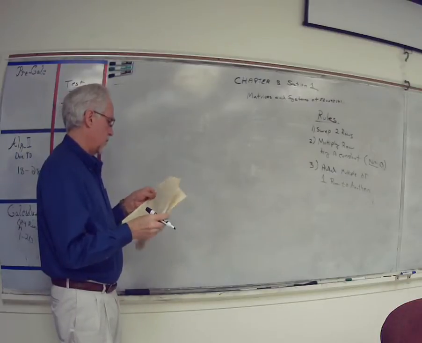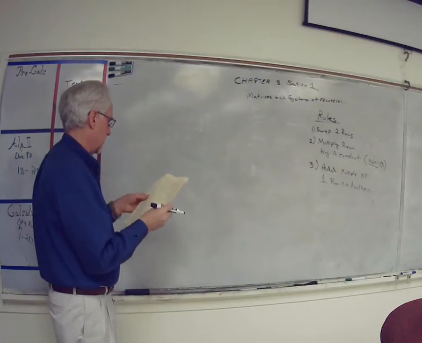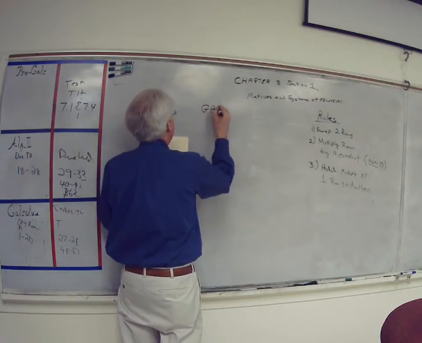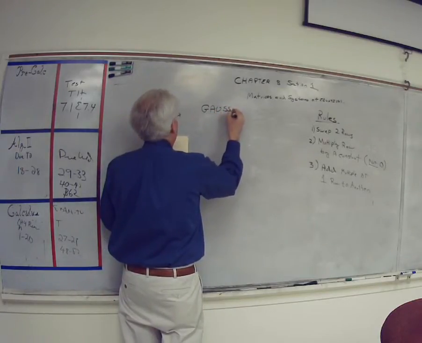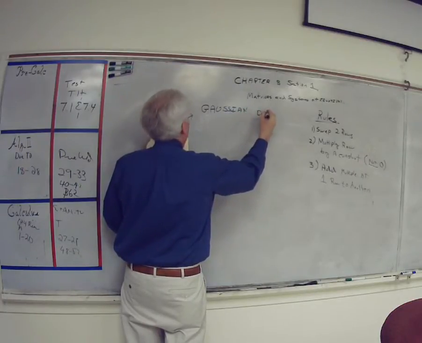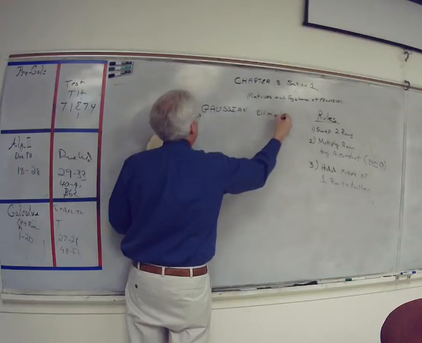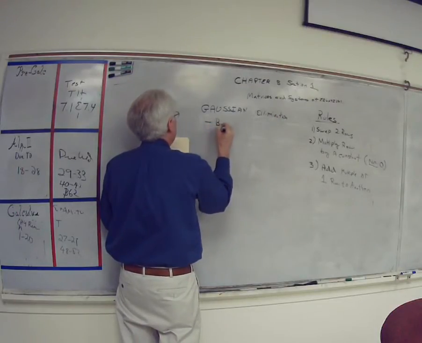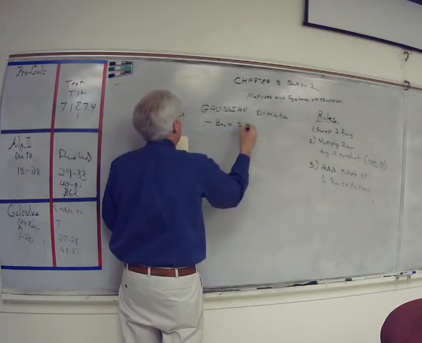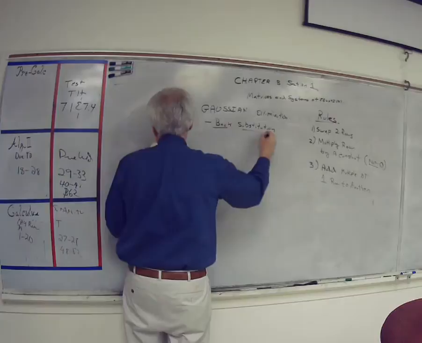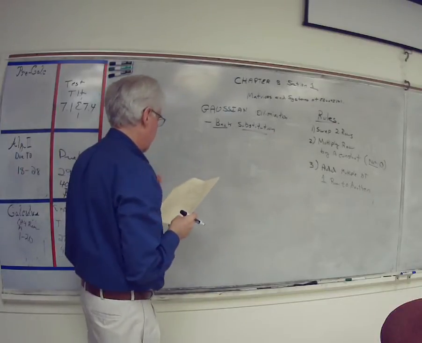Okay, so this is what we are going to do. We're going to work some problems here. This is called Gaussian elimination, and then what we do is back substitution. Gaussian elimination with back substitution.